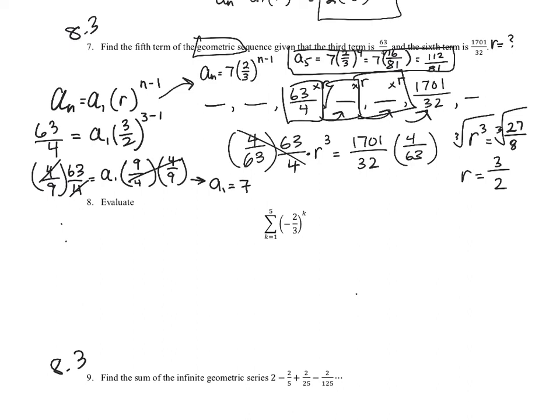This symbol, again, means sigma notation. That means summation. And it's a partial sum because you're only adding 5.